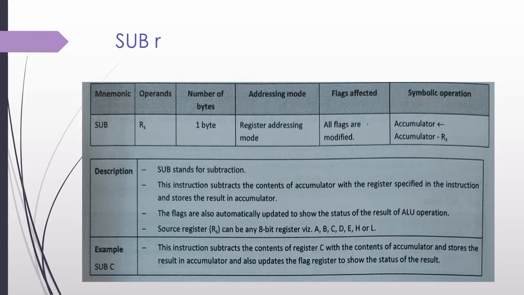The meaning of SUBR is subtract the contents of register from accumulator and the result to be placed in accumulator. It is a single byte instruction and the operand is a register. It is coming under register addressing mode, and because of the subtraction all flags may be modified. So the flag content modification all depends upon what data is there in the register and accumulator.